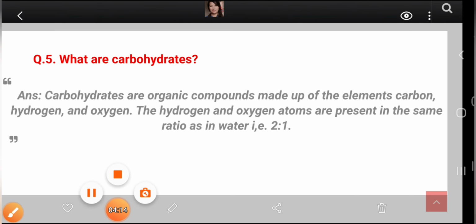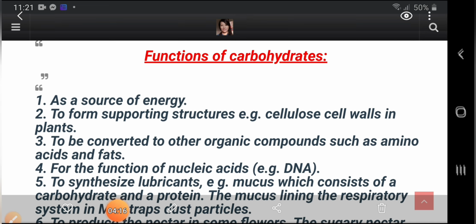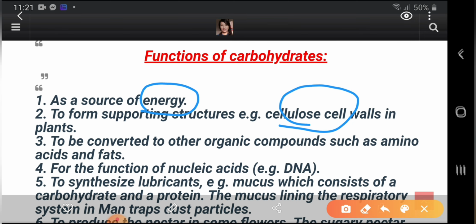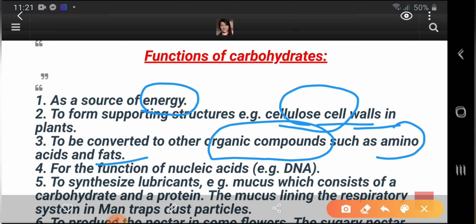So why do we need carbohydrates? What are the functions of carbohydrates? As a source of energy, and to form supporting structures, that is cellulose cell walls in plants. And to be converted to other organic compounds such as amino acids and fat, for the function of nucleic acid, that is DNA.